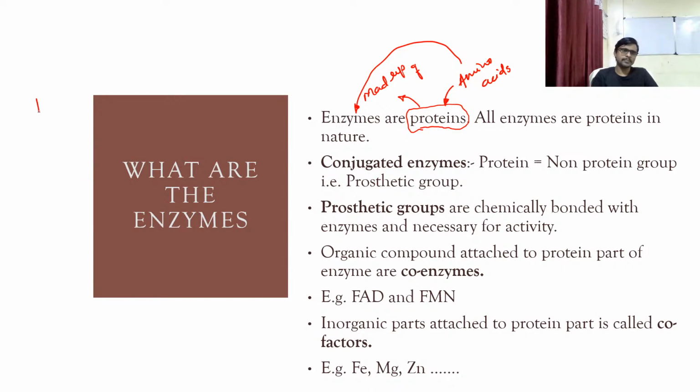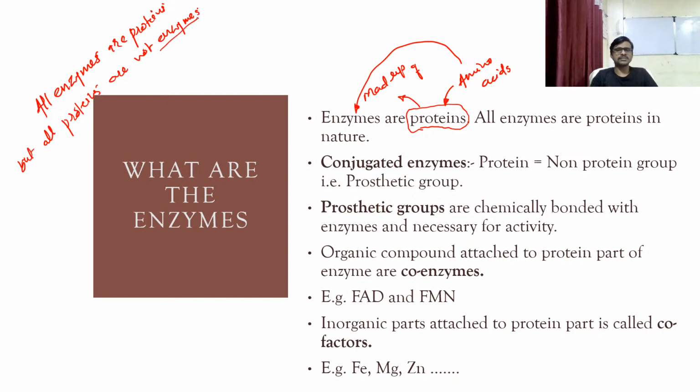What does it mean? All enzymes are proteins, but all proteins are not enzymes. This is a sentence most of the time you hear from your teacher or friends, but most people will not get it. What does it mean? It means the enzymes are made up of protein.